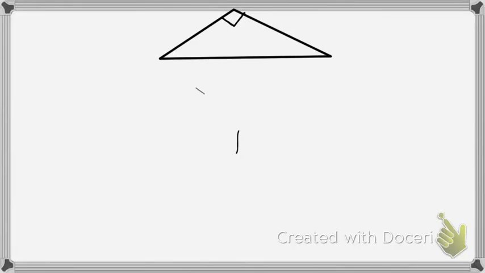Okay, everybody, so here we are. We are looking at right triangle division. We're looking at similarity in right triangles. So, what we want to be doing is we're going to start off with our basic right triangle.